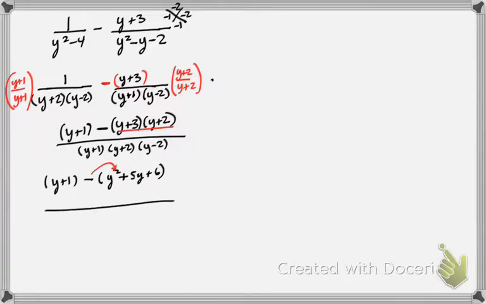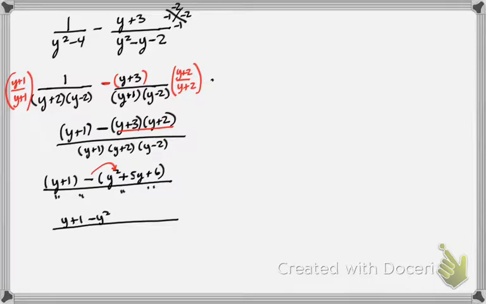So my new numerator is going to be y plus 1 minus y squared, minus 5y, minus 6. Did I make any mistakes? Now I've got to combine my like terms. We have a negative y squared. I have negative 5y and positive y, so negative 4y. We have negative 6 and positive 1, negative 5.